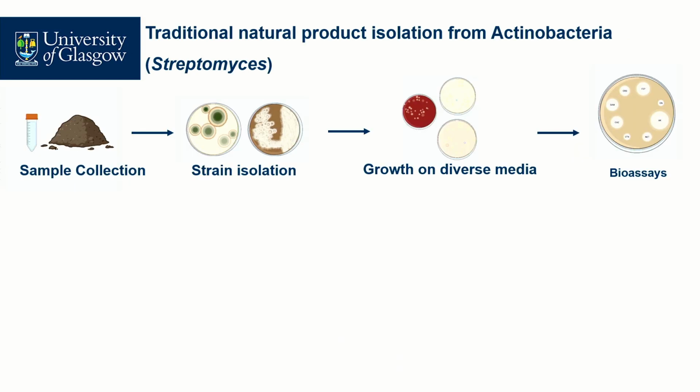So when we try to isolate new compounds from Streptomyces, we've followed this pipeline for a really long time, where you go out into the field, you isolate soil, because we know Streptomyces are so abundant in the soil, and then we'll isolate strains, grow them in monoculture, and then grow them on diverse media to encourage them to produce different molecules. We'll then take plugs of that media, if it's on agar, or solvent extracts of the media, and test them in bioassays against our pathogen of interest.